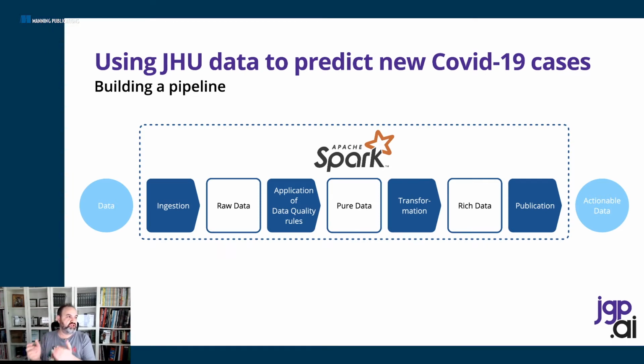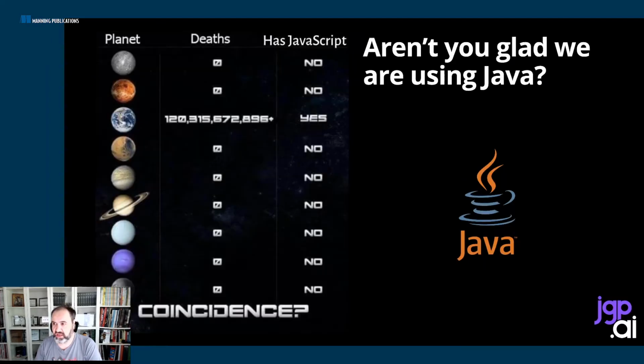Okay, and for the rich data, you will also find names like production data, gold, refined, the lagoon, or the operationalization zone. Okay, so that's a crazy one. And finally, you're going to publish this data, and you're going to have actionable data. Okay, that's a mouthful. Let's drill a little bit more.